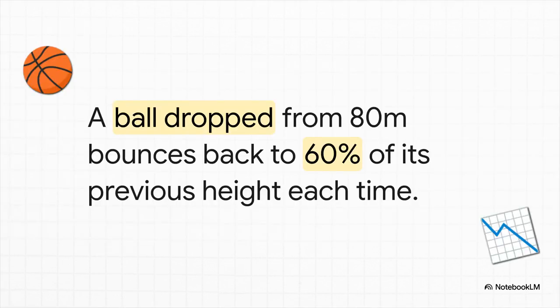Now, GPs aren't just abstract math meant to torch you on exams. They perfectly model real-world physics. Think of a bouncing ball dropping from 80 meters and losing exactly 40% of its energy on every single impact. That means it bounces back to 60% of its previous height. This creates a geometric sequence where A is 80 and your common ratio R is 0.6. You could literally calculate exactly how high the 10th bounce will be just by using the GP formula.